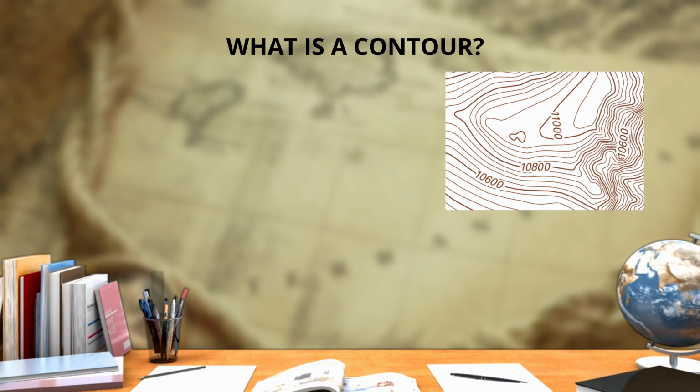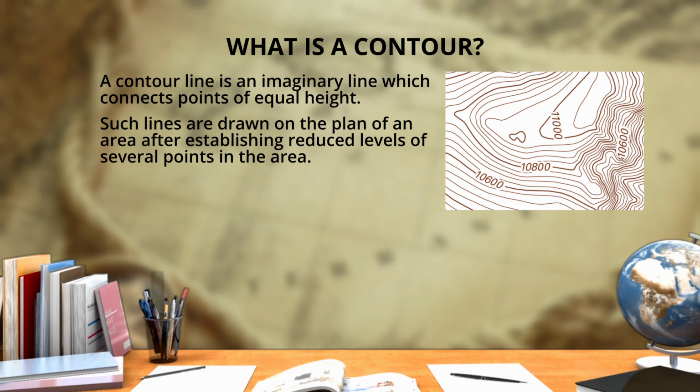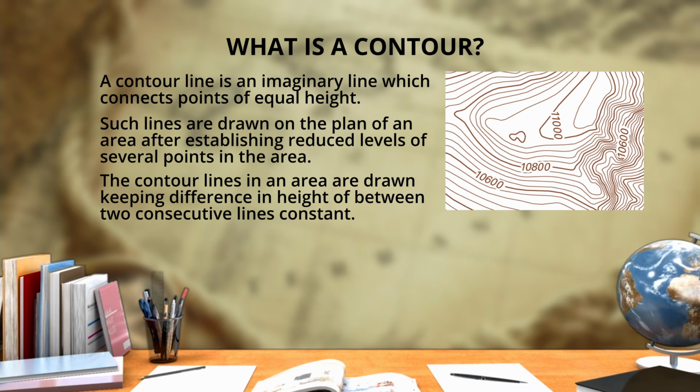What is a contour? First, we are going to look at what a contour line means. A contour line is an imaginary line which connects places of equal height or the same height above sea level. Such lines are drawn on the plane of an area after establishing reduced levels of several points in the area. The contour lines in an area are drawn keeping the difference in height between two consecutive lines constant.